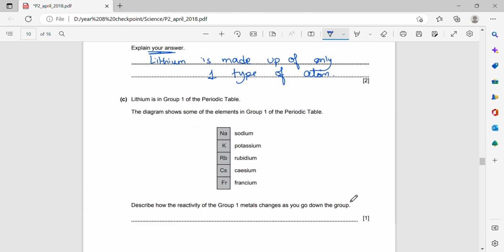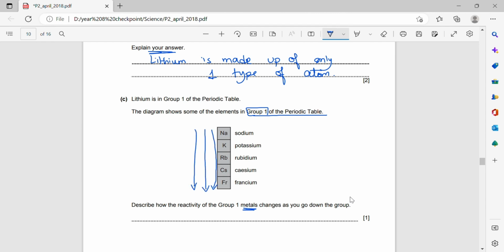Question C. Lithium is in group 1 of the periodic table. The diagram shows some of the elements in group 1 of the periodic table. So these are some elements from group 1. Describe how the reactivity of group 1 metals changes as you go down the group. As you go down the group, what happens to the reactivity? As we go down the group, the reactivity increases. In other words, it becomes more active.